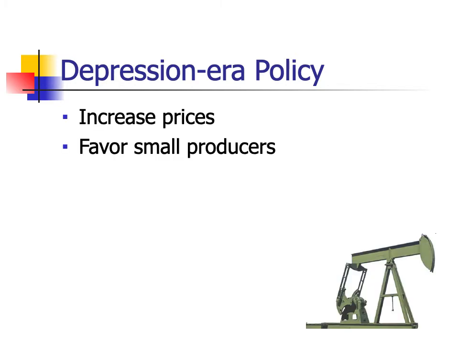So the Depression-era policy was designed to increase prices, but it was also a policy that explicitly favored the small producers. So there were certain kinds of wells, stripper wells, that were exempted, and even though they had higher costs, it was essentially looked at as a way to support small businesses. And so we had a decrease in output from the efficient producers and an increase in production from the least efficient sources.